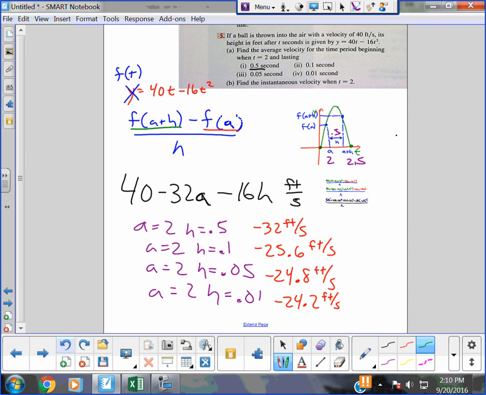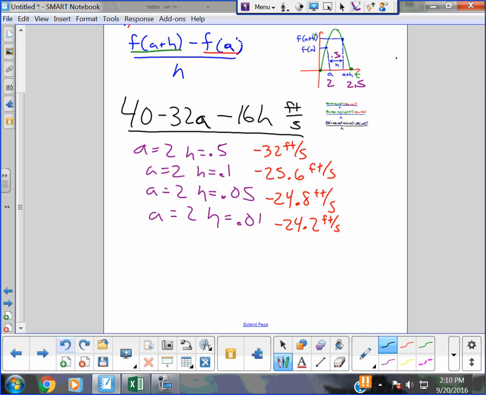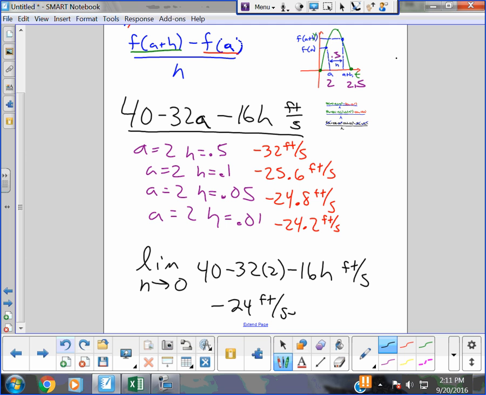And then it asks, hey, find the instantaneous velocity when t is 2. So what do I want h to go to? If I want to do the instantaneous, what's the duration of h? 0. I'm going to do the limit as h goes to 0. And I've done all this beautiful legwork. And I'm going to plug in immediately the 2 for a. And I tell you what, we'll leave it there to show the notation correctly. But you plug 0 for h, guys, you get negative 24 feet per second.